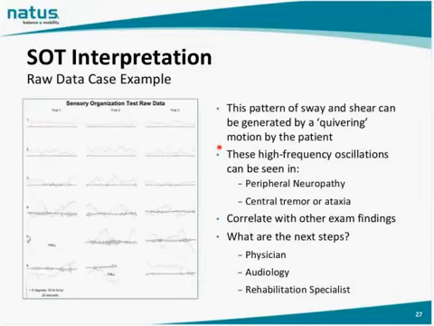So here's a simple raw data case example. In this case you see a lot of relatively high frequency shear force in the bottom here with not a lot of sway going on. This sort of quivering response can be loosely thought of as quivering, and is seen frequently in people with peripheral neuropathy, some central tremor, or ataxia. These kinds of patients need to be referred on for more advanced examinations by neurology, audiology, rehab, and physiatry, perhaps.